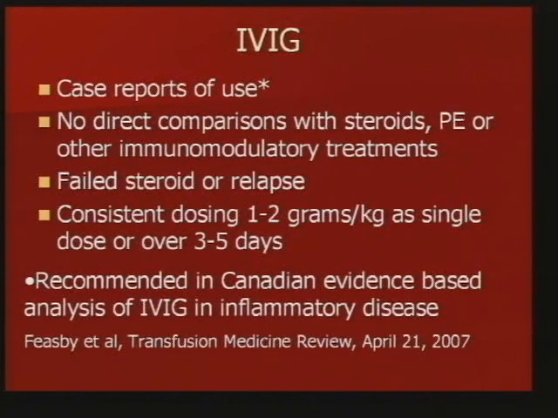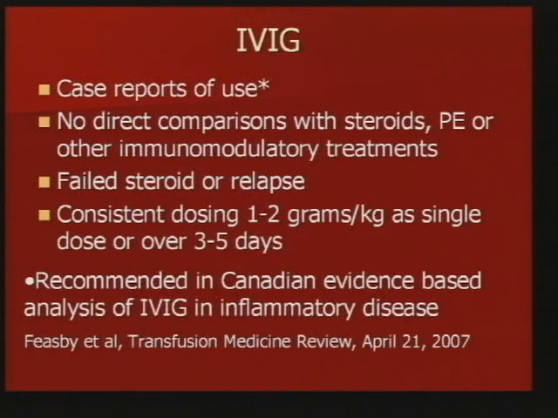And I love gammaglobulin, but there's only case reports of its use in this disease, so it's not really very good evidence. There are no direct comparisons of gammaglobulin with steroids or plasma exchange in this, or even those other immunomodulatory treatments that we were talking about, like Cytoxan. In most of the case series that have been reported, they've used pretty much the same dosage, which is 1 to 2 grams per kilo, as a single dose or over 3 to 5 days. What's really interesting is that there's very little evidence that this actually works, but a recent evidence-based report out of Canada recommends gammaglobulin in ADEM. It's one of the specific indications. This just came out last week.